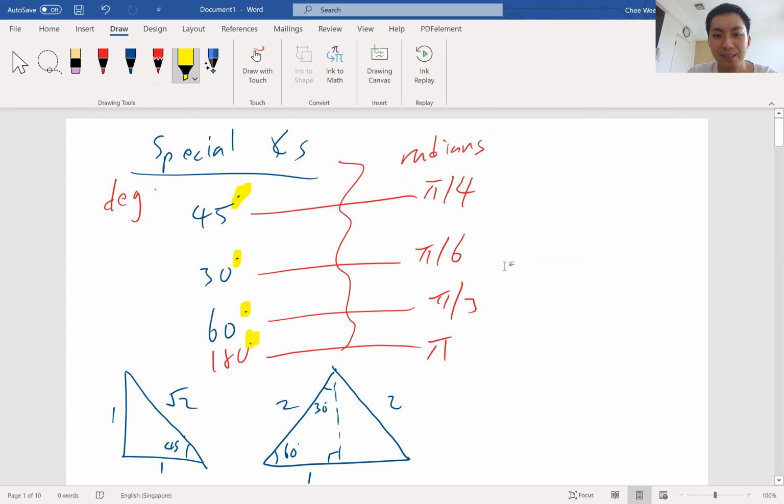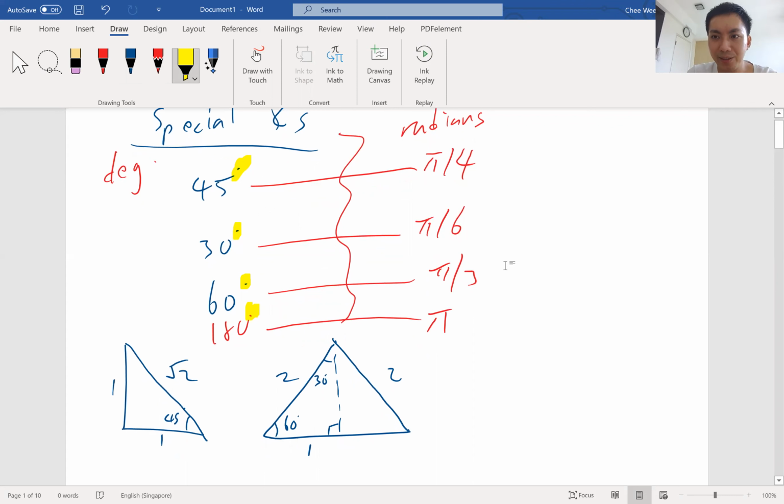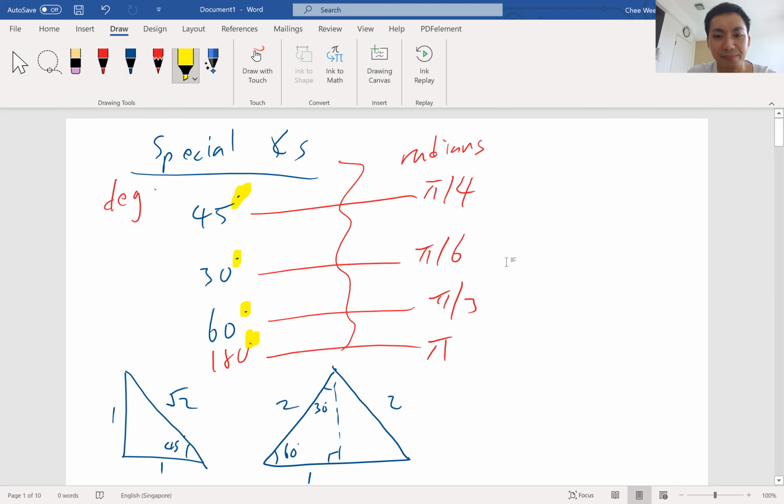So this was the start, and you have to find your own way of memorizing the special angles regardless, okay? There's no way out of this, and there's no point trying to memorize this only the day before exams.